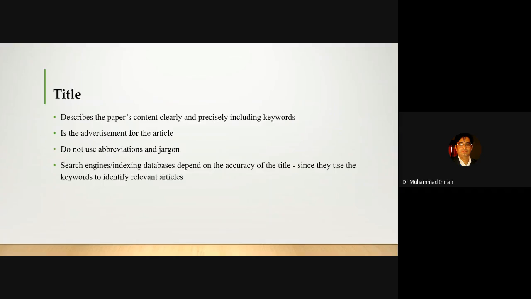Search engine indexing databases depend on the accuracy of the title since they use the keyword to identify the relevant articles. So, if your title is appropriate, maximum citation of your research paper will be possible later on.